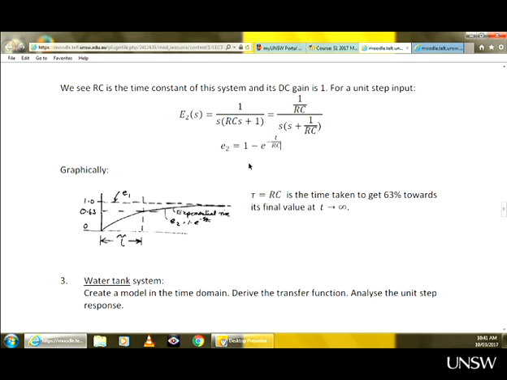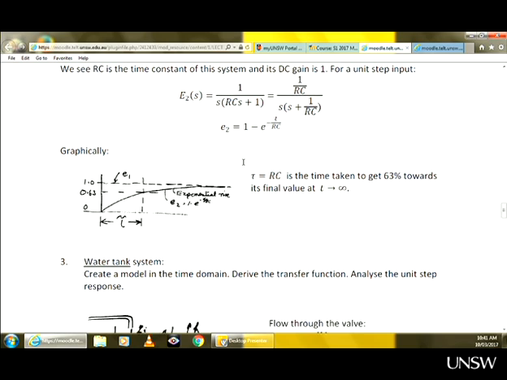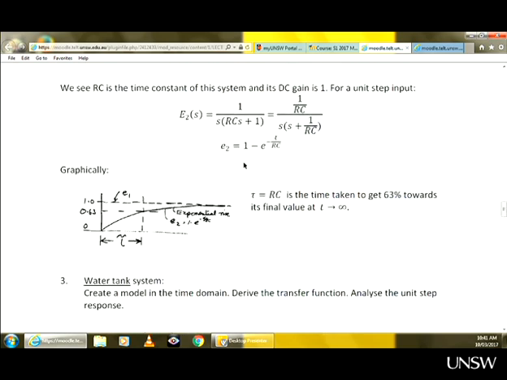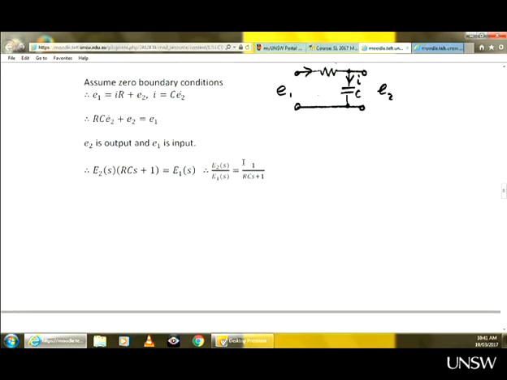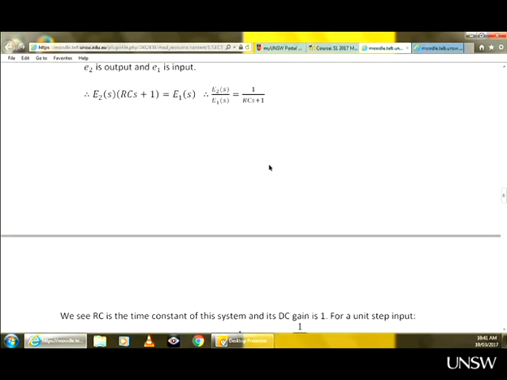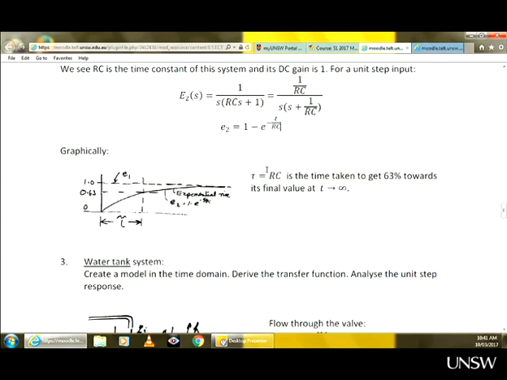Okay. And we know from experience that electrical systems will have a very quick response. So a circuit like that will very, very quickly respond to a step input. So this tau will probably be measured in milliseconds.